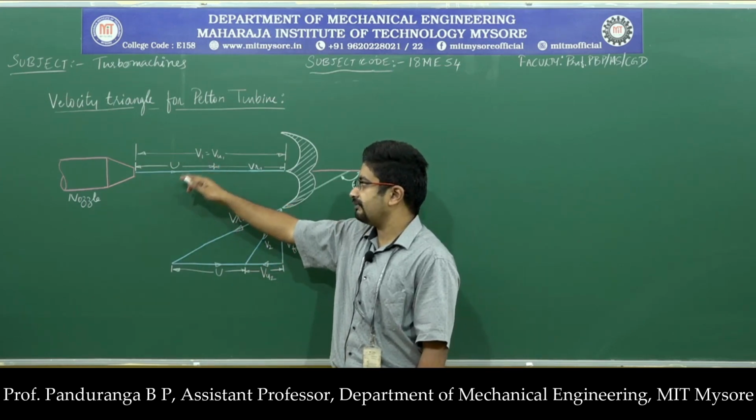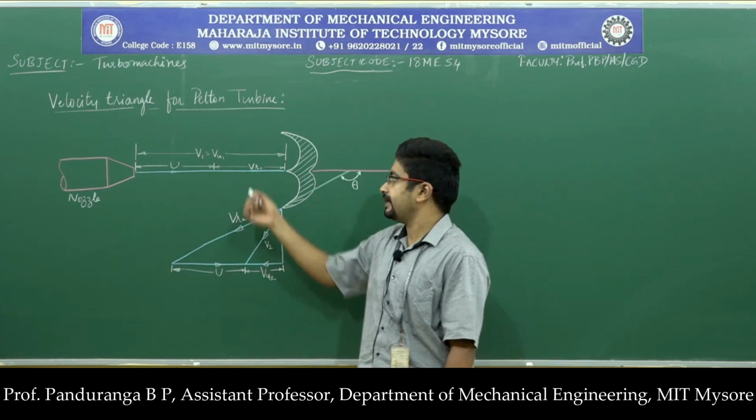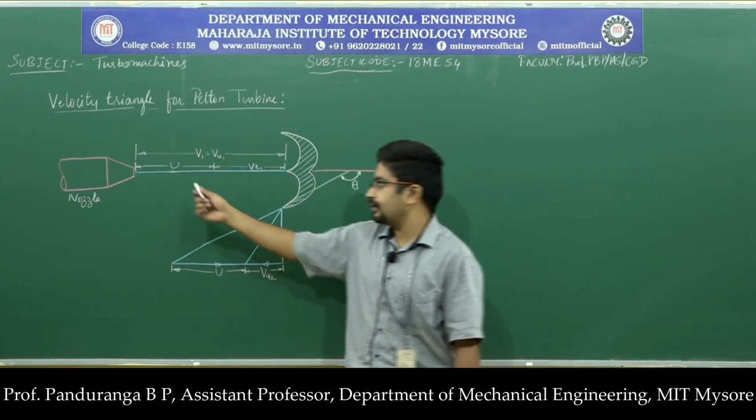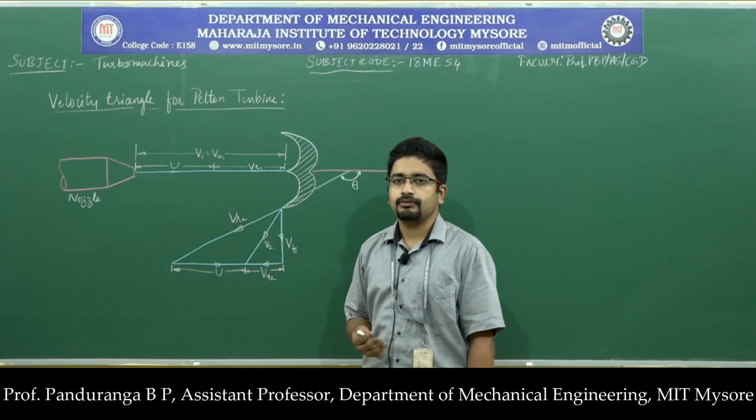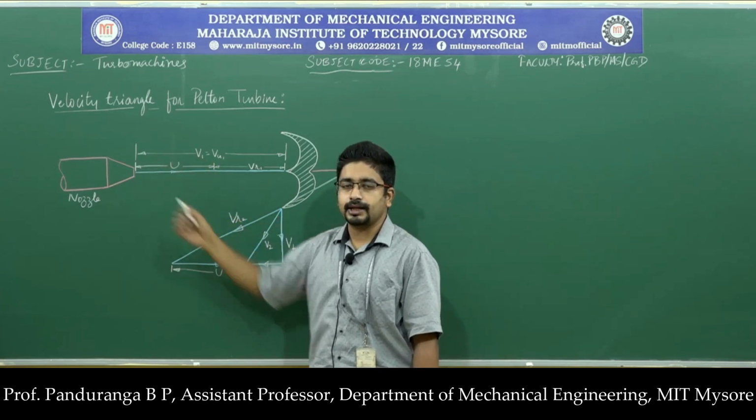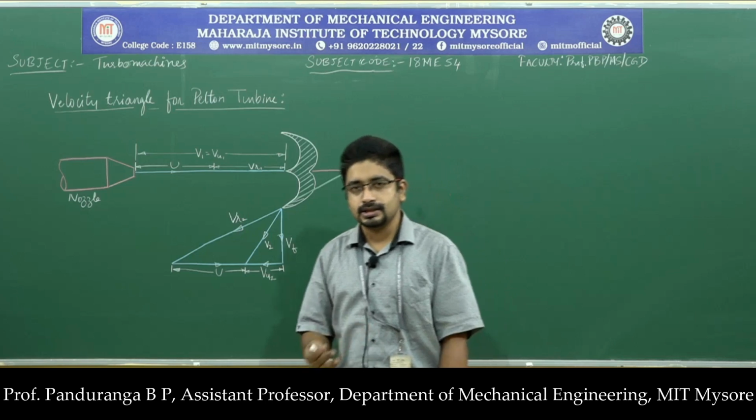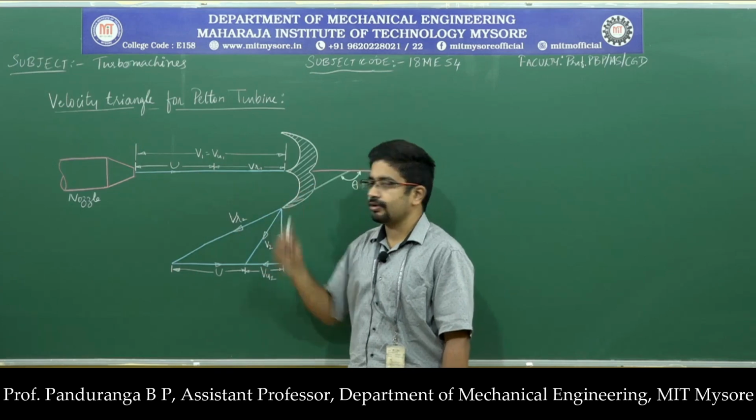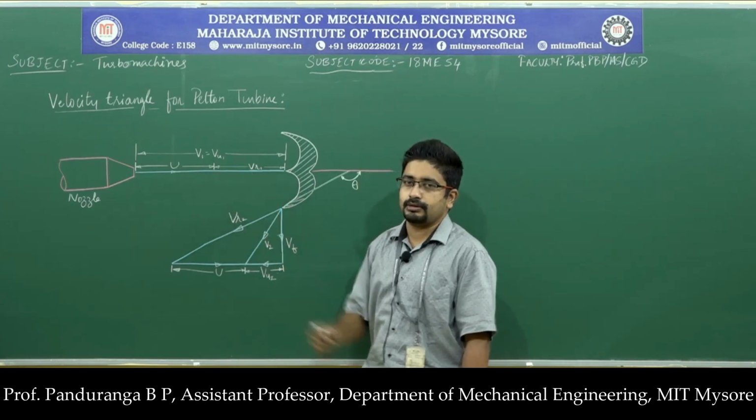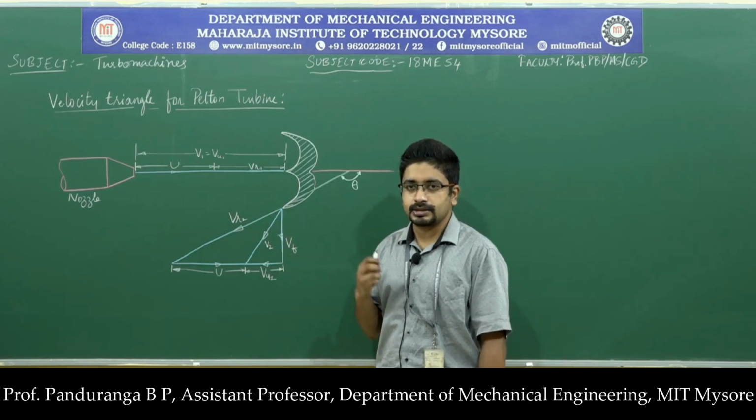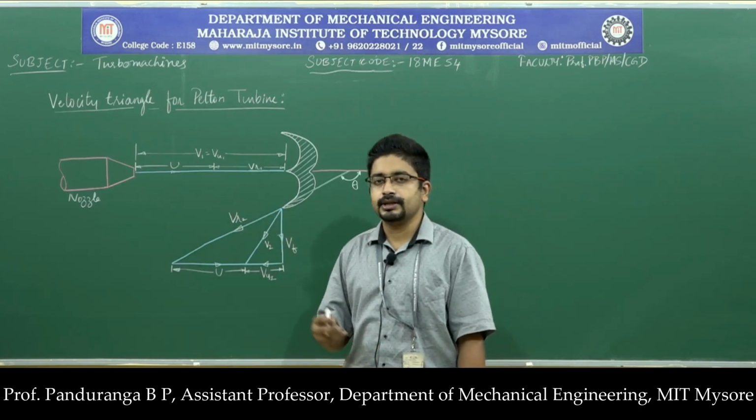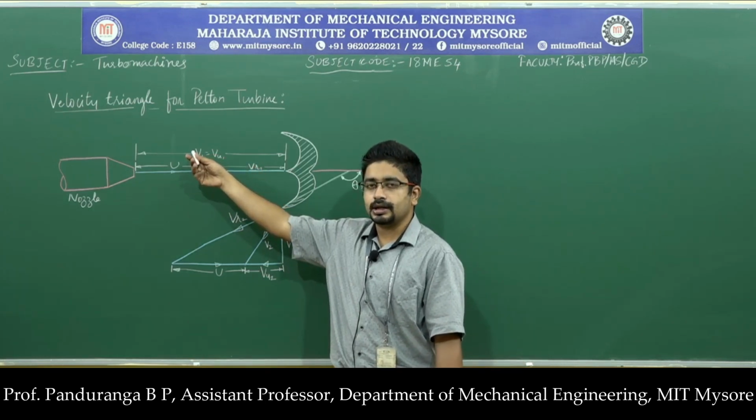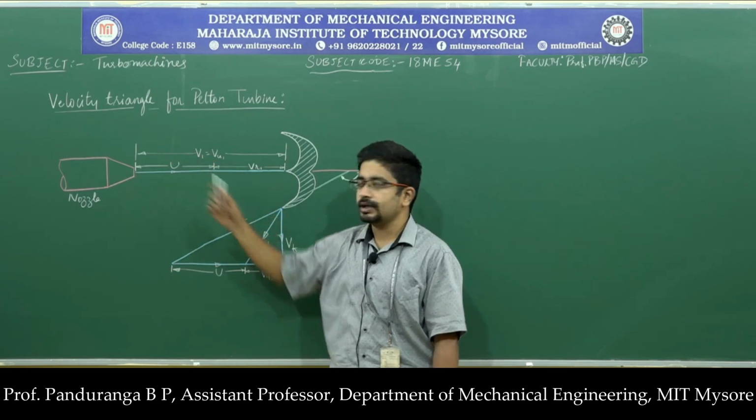So the difference of u and v1, that is v1 minus u, will be equal to vr1. Since all the velocities are in the same direction, here vr1 will be directly equal to v1 minus u. Otherwise, if the directions are different, then you have to use the velocity triangle to find them. But since u and v1 are in the same direction here, the relative velocity will be in the same direction, and the magnitude of the relative velocity will be equal to the numerical difference between v1 and u.